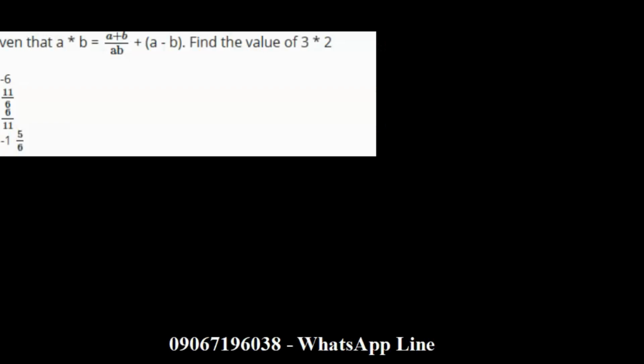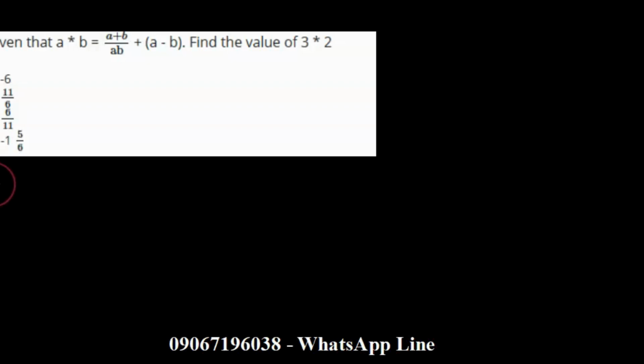Now, we're going to start first of all with question 1. Question 1 says, given that A cross B is equal to A plus B divided by AB plus A minus B, find the value of 3 cross 2. Now, this topic is from binary numbers, okay?